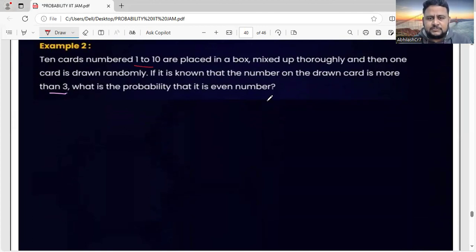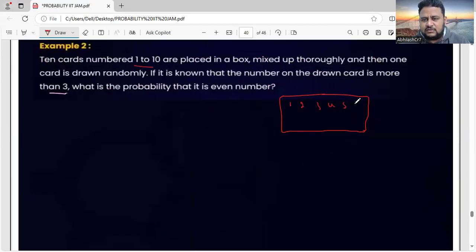10 cards. This is a box. There are 10 cards numbered 1, 2, 3, 4, 5, 6, 7, 8, 9, 10. They are thoroughly mixed up, and then one card is drawn randomly.